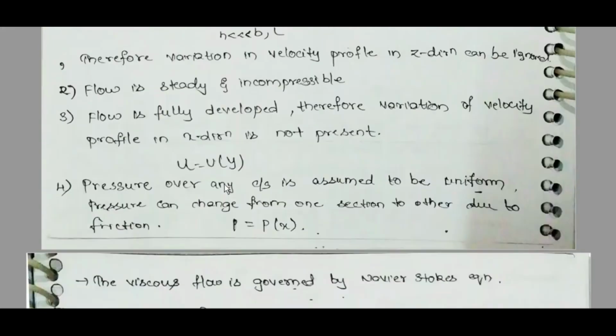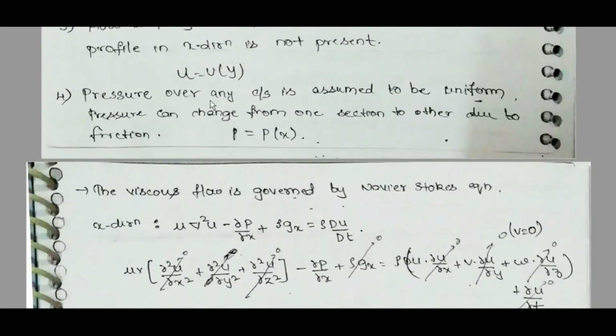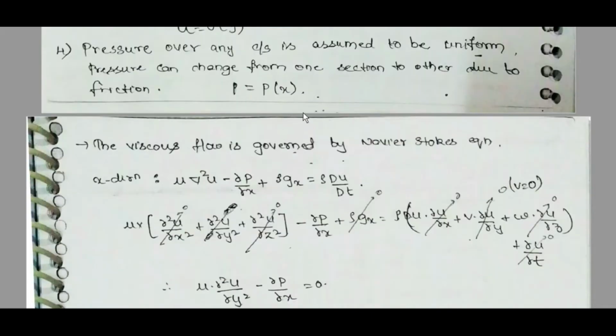The flow is steady and incompressible. The flow is fully developed, therefore variation of velocity profile in the x direction is not present. U is equal to U of y. Pressure over any cross section is assumed to be uniform. Pressure can change from one section to another due to friction. P is equal to P of x.